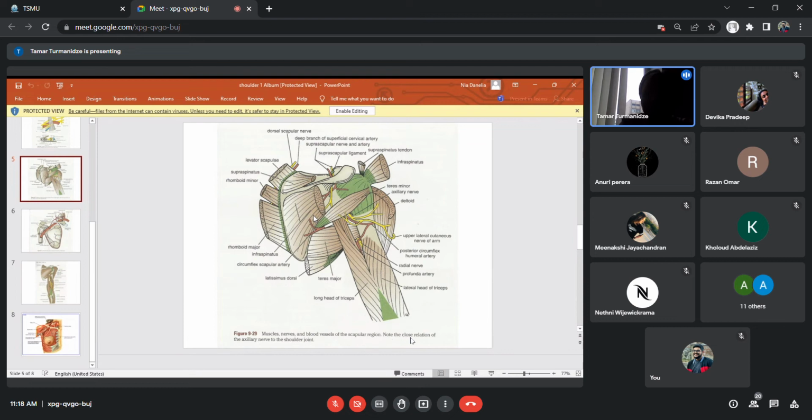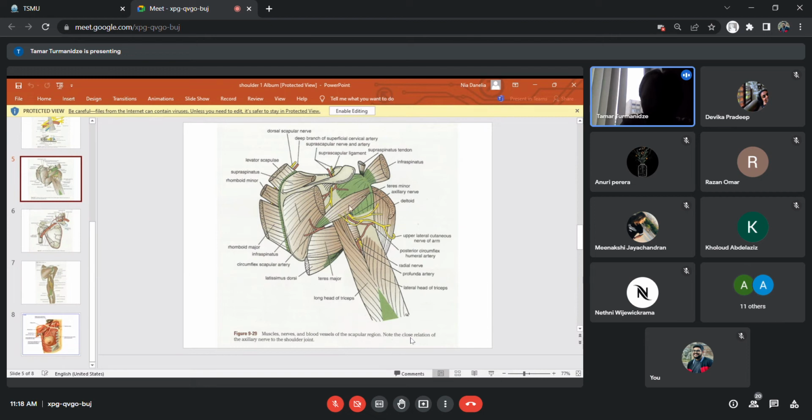infraspinatus muscle. The spine of the scapula, above and below, forms the supraspinatus fossa and infraspinatus fossa. In supraspinatus fossa is located supraspinatus muscle. In infraspinatus fossa is located the infraspinatus muscle. And also deeply in the scapular region, we have teres minor and teres major muscle.